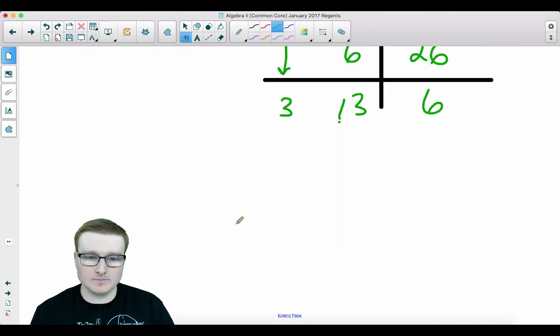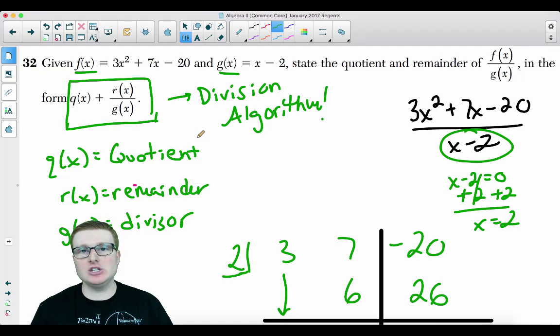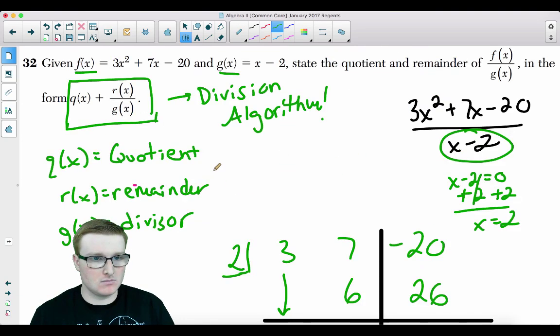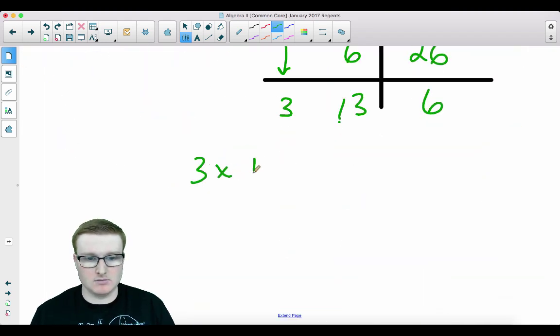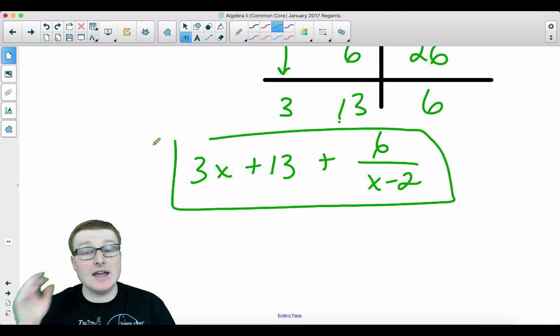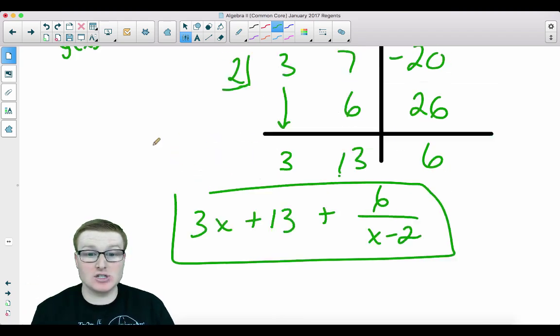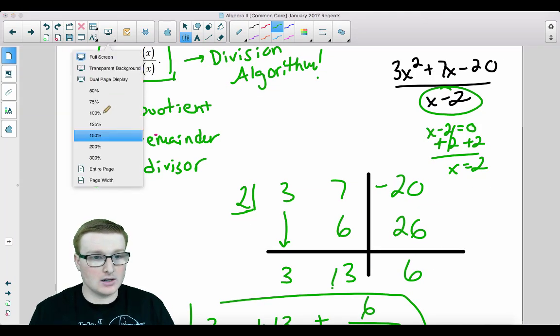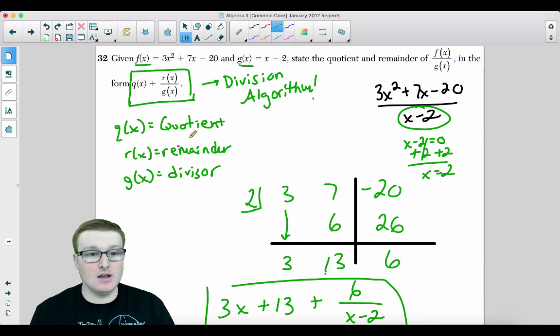Okay, so your quotient, and remember, when you synthetically divide, your degrees drop by 1. So we get 3x plus 13 plus the remainder over the divisor. Ladies and gentlemen, that is the answer to that question: 3x plus 13 plus 6 over x minus 2, if I get it right, for that question.